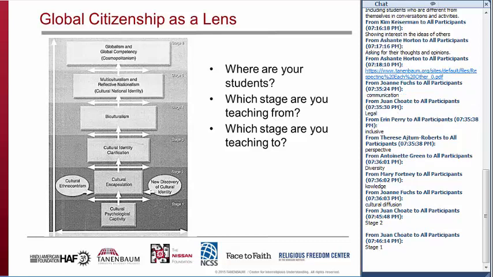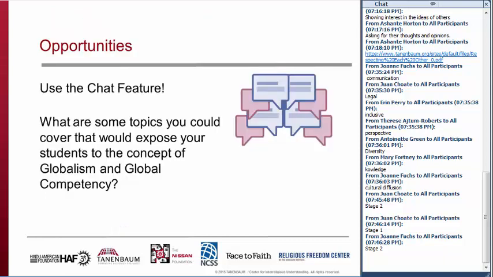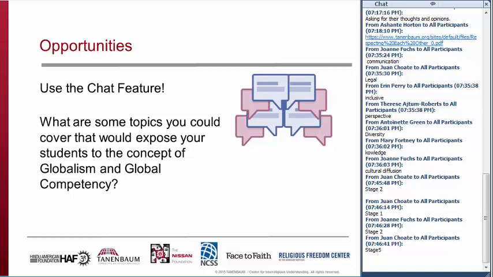And thank you. So stage 2, stage 1, thank you for chiming in on that. I appreciate that. So I want to open up this part of the conversation to the chat feature and ask, what are some of the topics you could cover that would begin to expose your students to the concept of globalism and global competency?